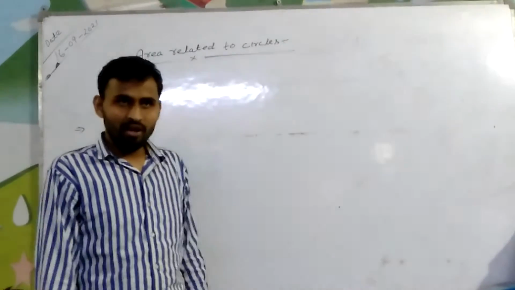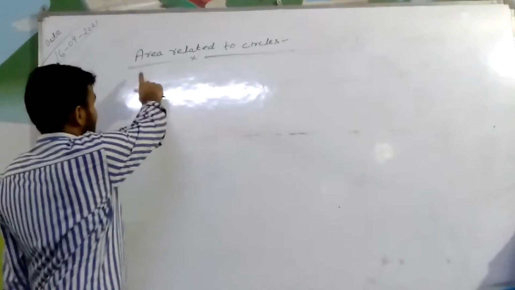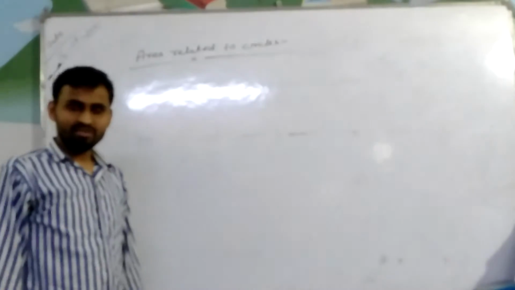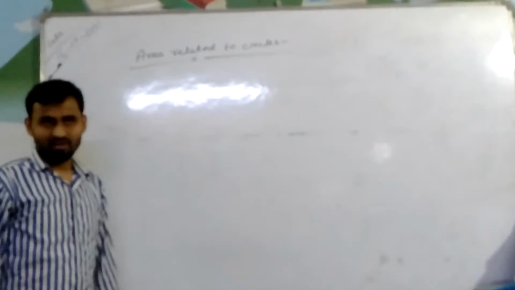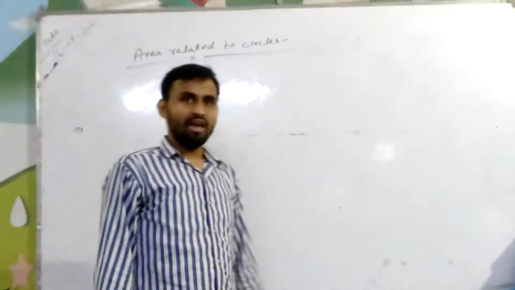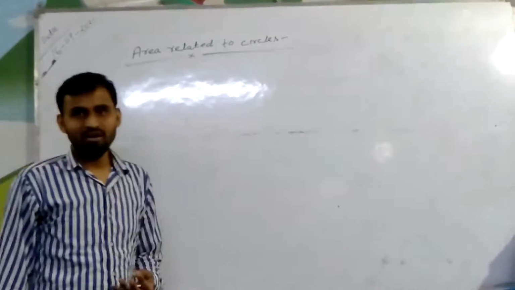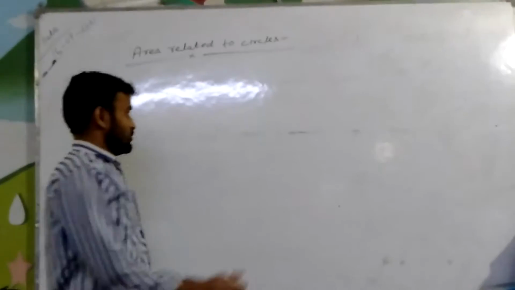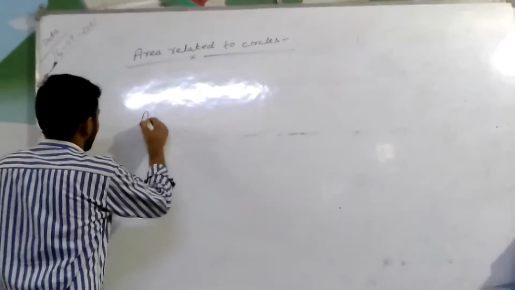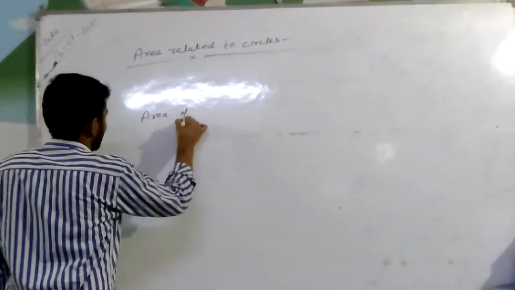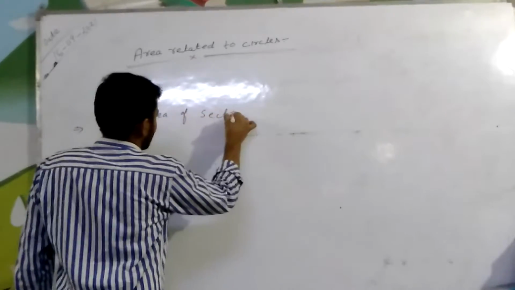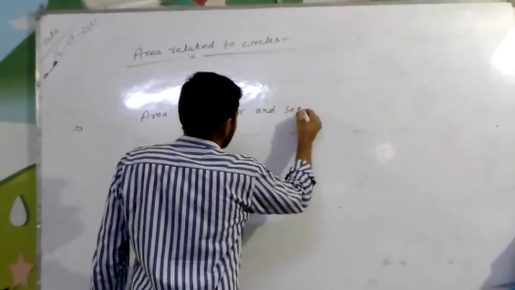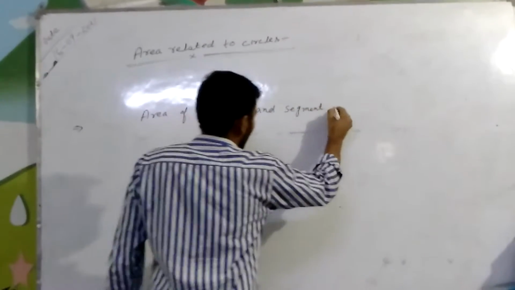Hello students, today we learn about areas related to circles. Class 10th. We already studied the basic concepts of circles in the previous classes, like radius, diameter and chord. In this section today we learn about the area of sector and segment of a circle.